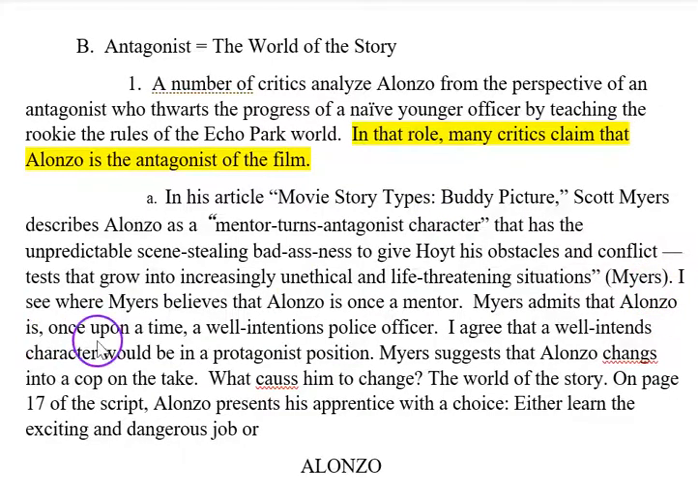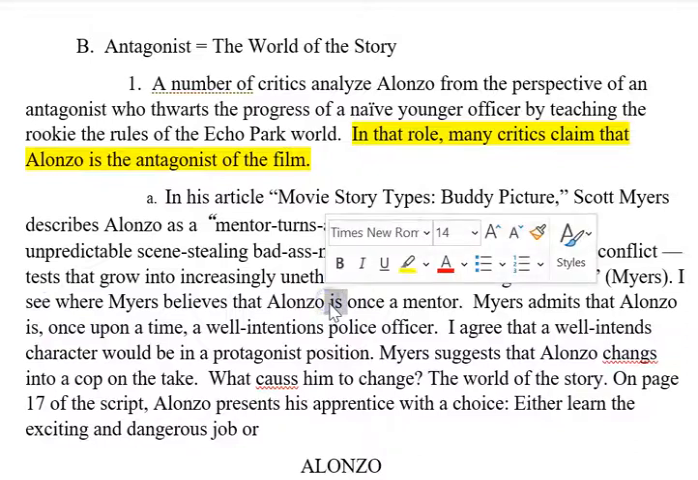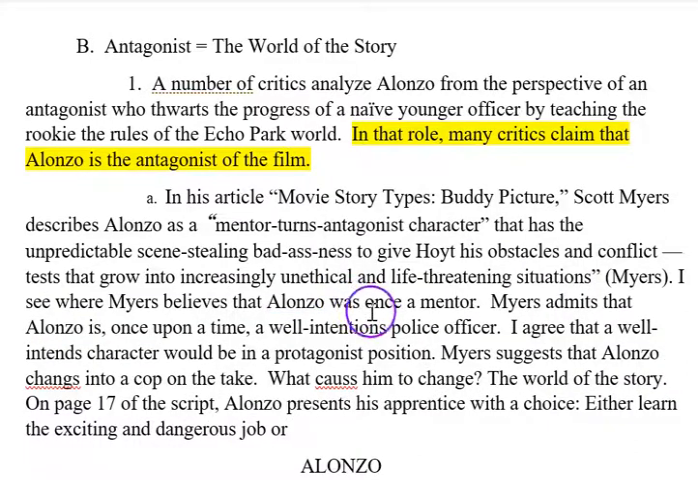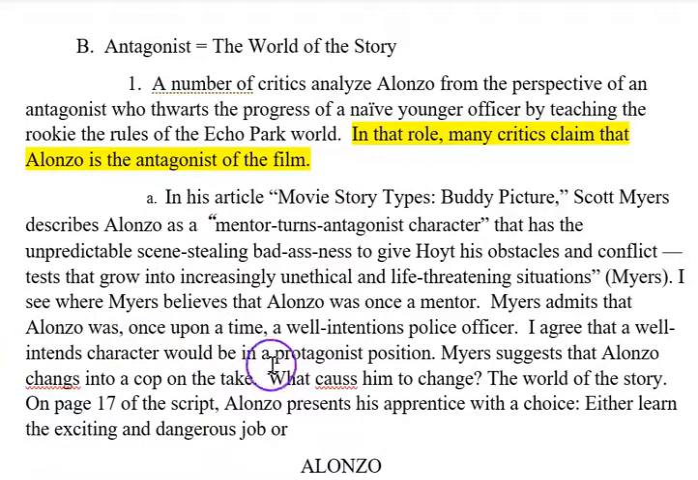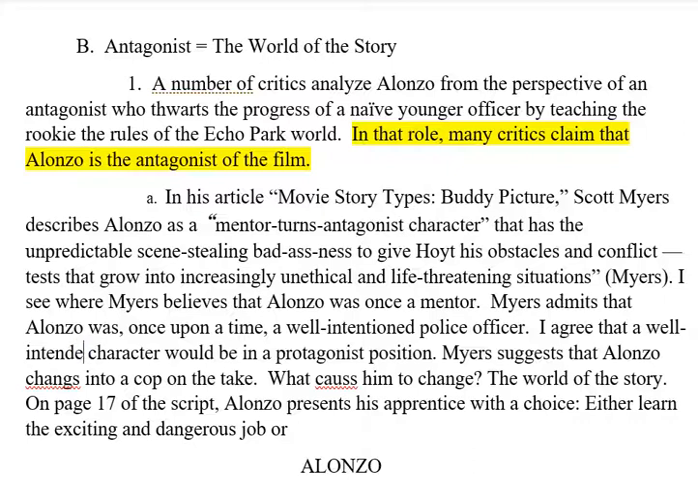This is where I argue with that. I see where Myers believes that Alonzo was once a mentor. Myers admits that Alonzo was, once upon a time, a well-intentioned police officer. Do you see? I hope you're seeing that this is a mess for everybody. I agree that a well-intended character would be in a protagonist position.